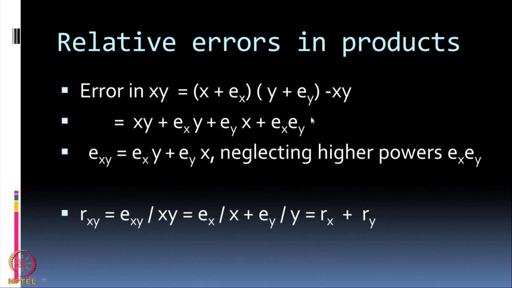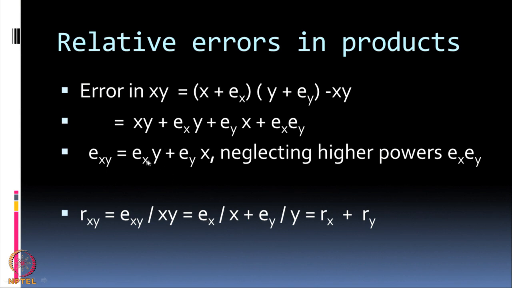I have neglected Ex Ey because Ex is already small, Ey is already small. The product will be much smaller than either of them, so it will be a much smaller order of magnitude than either Ex or Ey. So, I neglect it. We now want to express this error Exy as a relative error, so I will divide Exy by xy. That will be my relative error in xy.